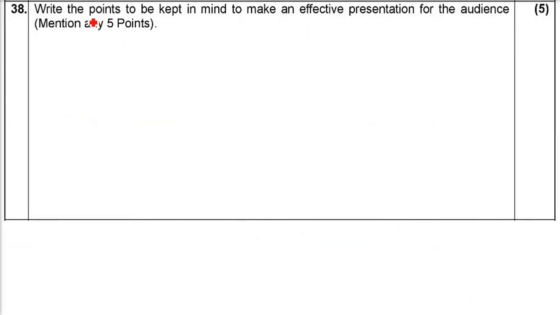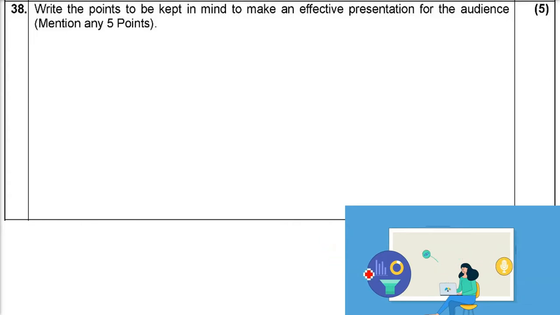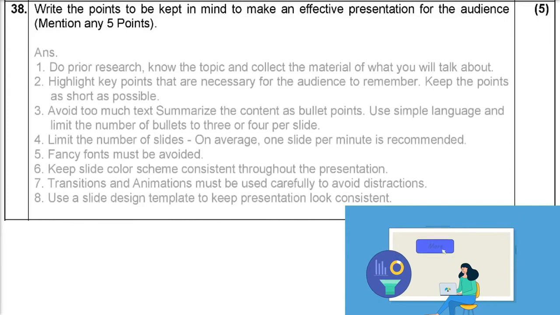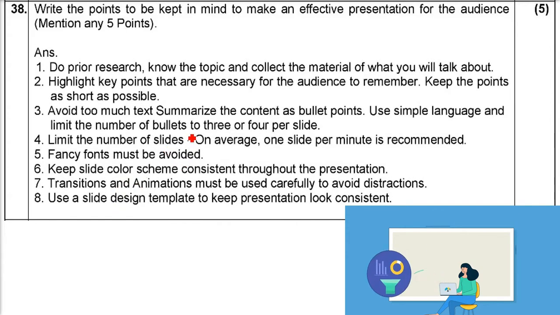Write the points to be kept in mind to make an effective presentation for the audience. So mention any 5 points. So whenever you are presenting, please remember you are presenting. You are coming in front of an audience. So first of all, you have to give them good information, legal information, and then you have to make them happy also. That is, they must feel good. Oh, what a presentation it was. They must learn.